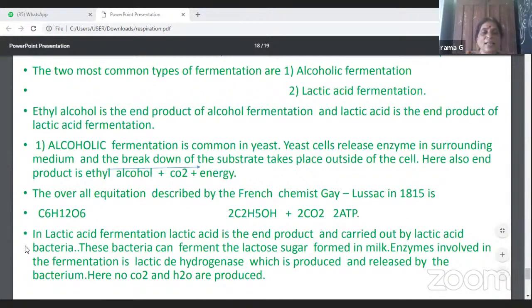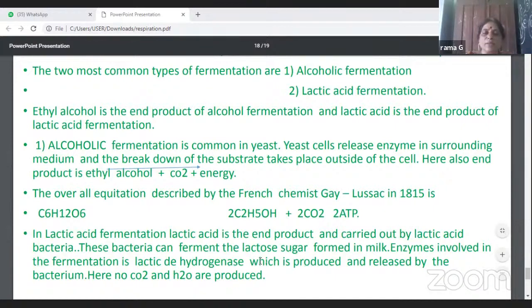In lactic acid fermentation, lactic acid is the end product, and it is carried out by lactic acid bacteria. These bacteria can ferment the lactose sugar present in milk. That means in milk, lactose sugar is there, and that is fermented by the bacteria. The enzyme involved in the fermentation is lactic dehydrogenase.